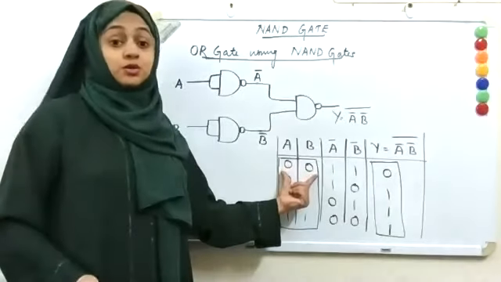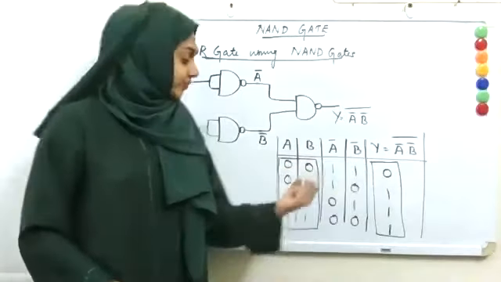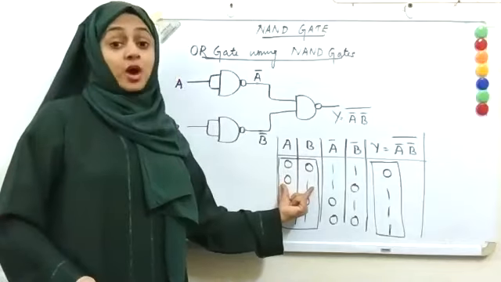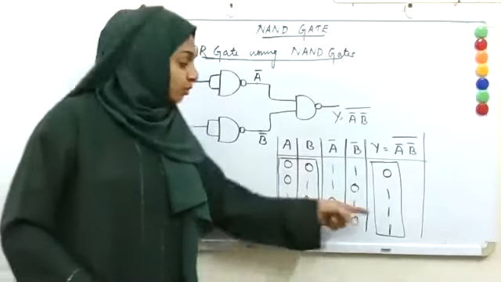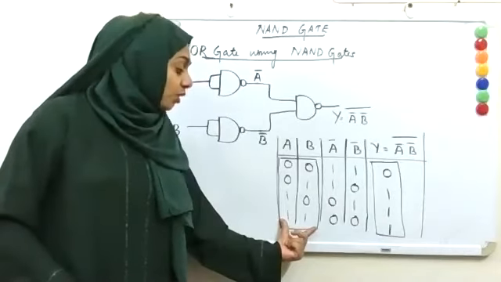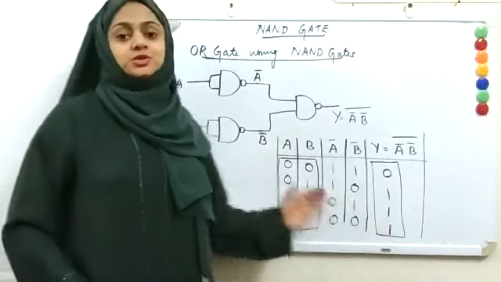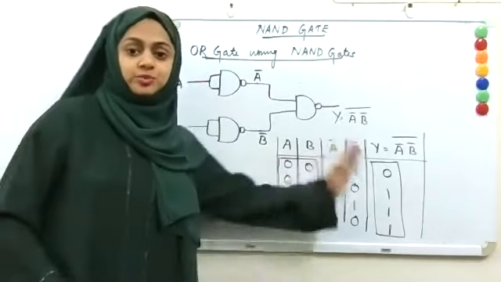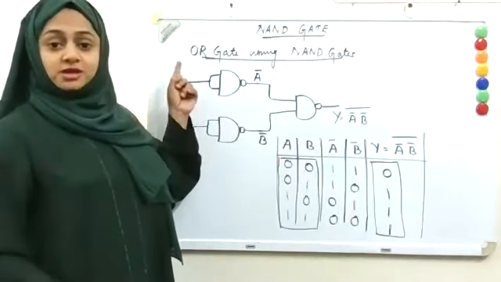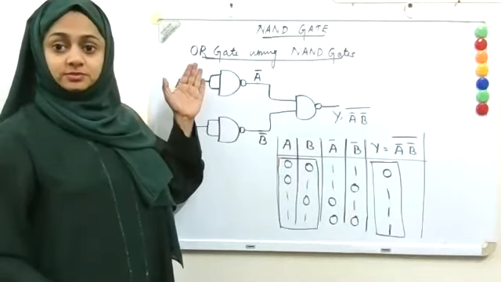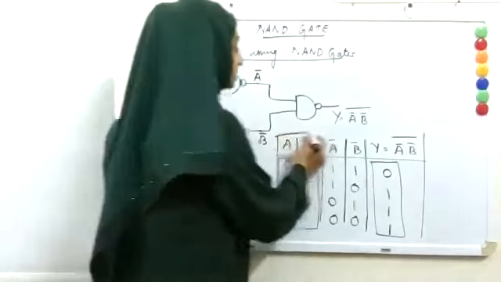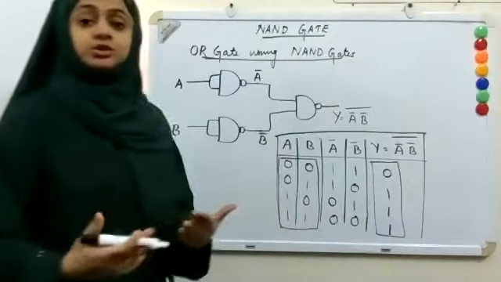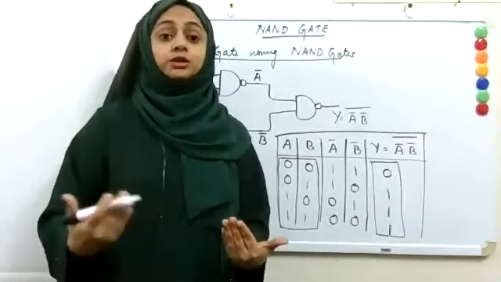0 or 0, 0. 0 or 1, 1. 1 or 0, 1. 1 or 1, 1. So did we get the same output as that of an OR gate? Yes. Okay. So this is how we can use the NAND gate to produce the logic for all the basic gates.